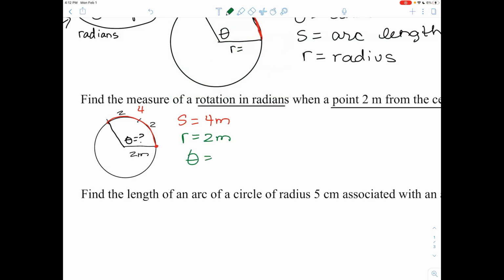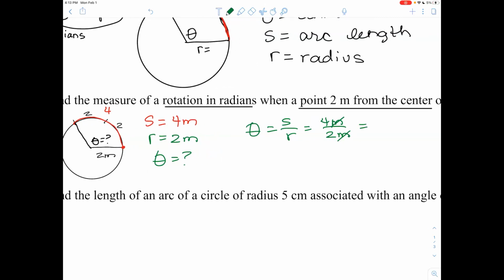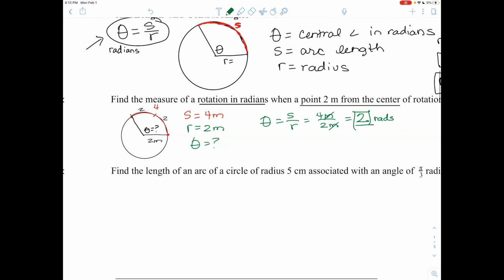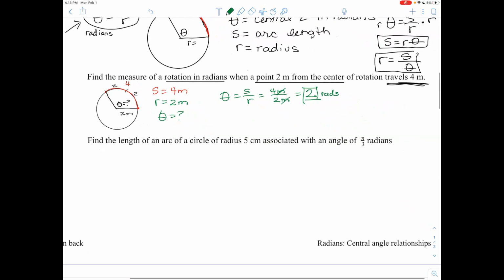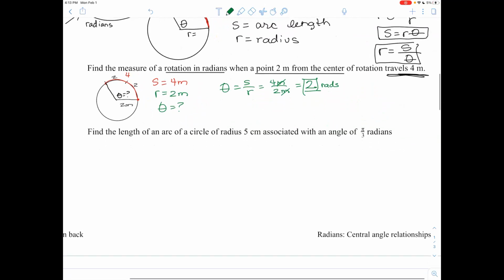So what's our theta? So remember, theta is equal to S over R. So that's equal to 4 meters over 2 meters. So we're going to cancel the meters, the dimensions are gone, and so that gives us a theta of 2 radians, right? So that's 2, and you don't have to label it in radians, okay? Theta equals 2, okay? All right, so you'll have a problem or two like that on your homework.